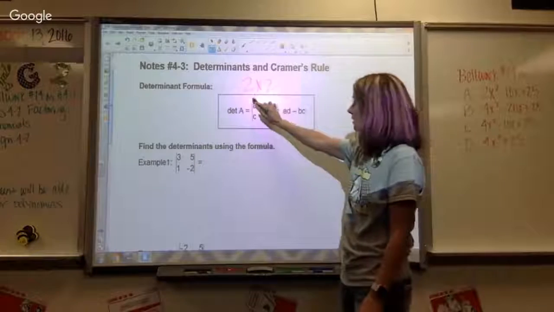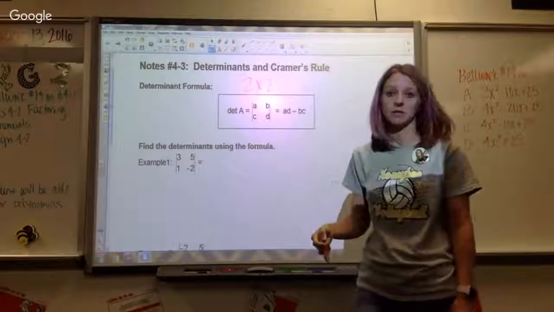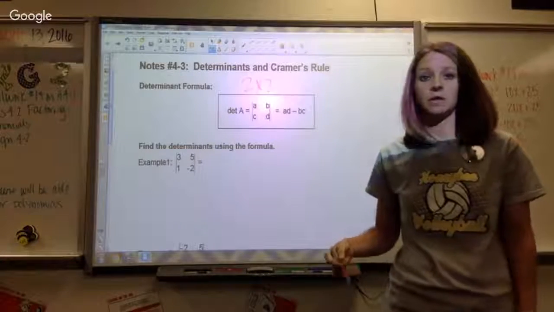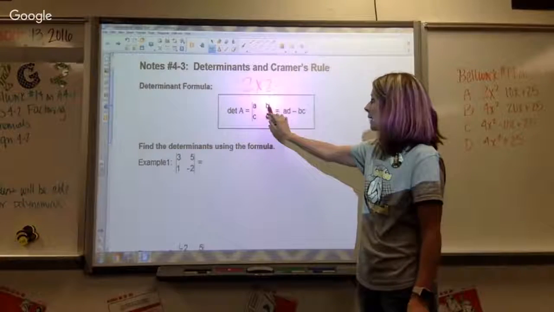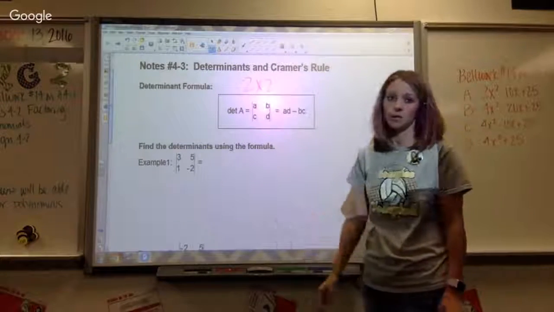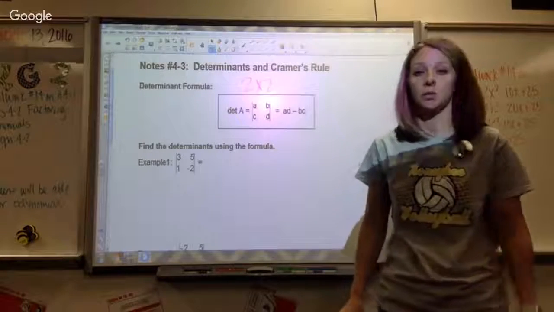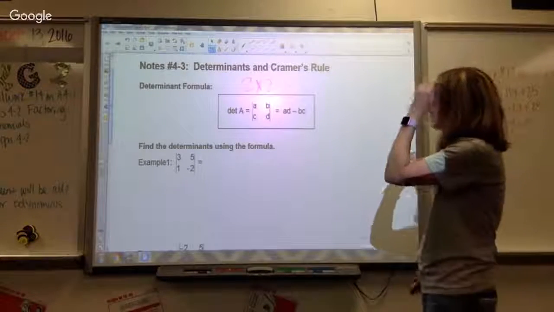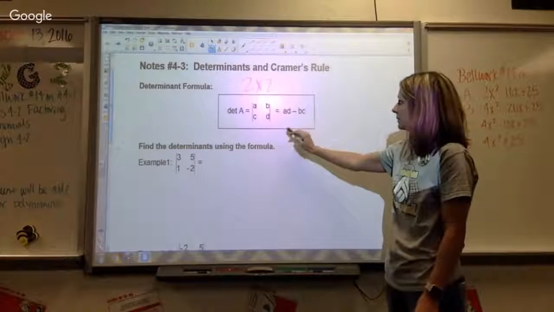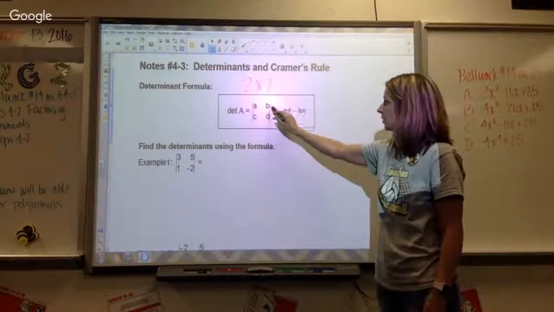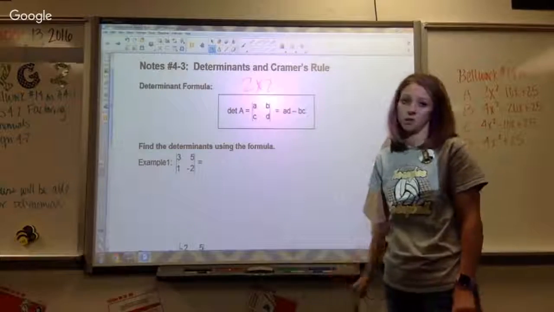So if you look, the vertical bars around a matrix do not mean absolute value. It means you're finding the determinant of the matrix. This first element will represent A, B, C, and D. That would be the order that your elements will be in. To find the determinant of a 2 by 2, you're going to do A times D minus B times C. So you're going to multiply these together, subtract, and multiply those two together.